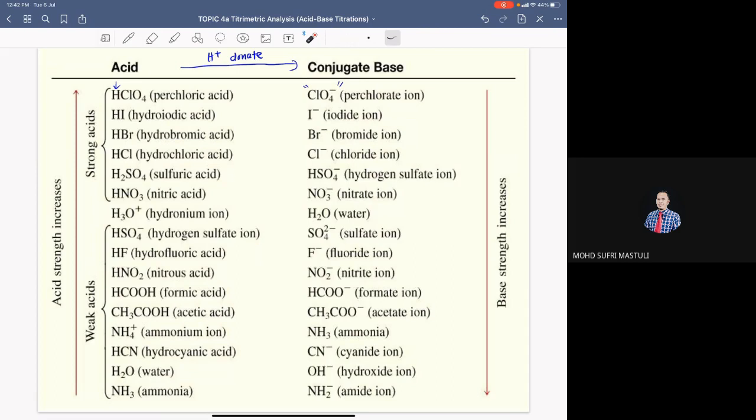We have a strong acid, and we can have a weak acid. The acid strength can be increasing, and the base strength can be increasing. You also should understand what is the acid and what is the conjugate base.